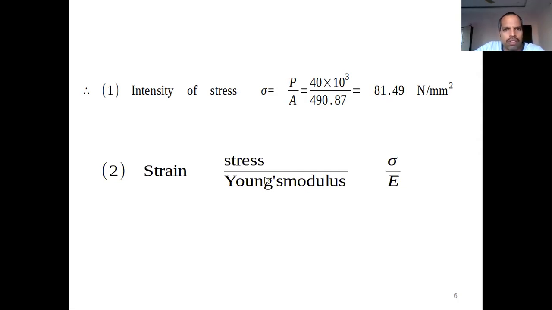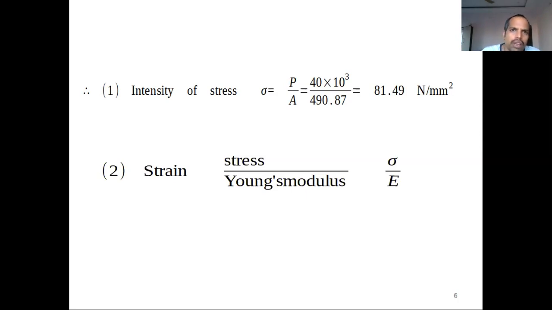That is, delta L is equal to PL by AE. If you want strain, it means delta L by L. So if you take the L from the numerator PL into the denominator, then delta L by L is nothing but strain, which is P by AE.